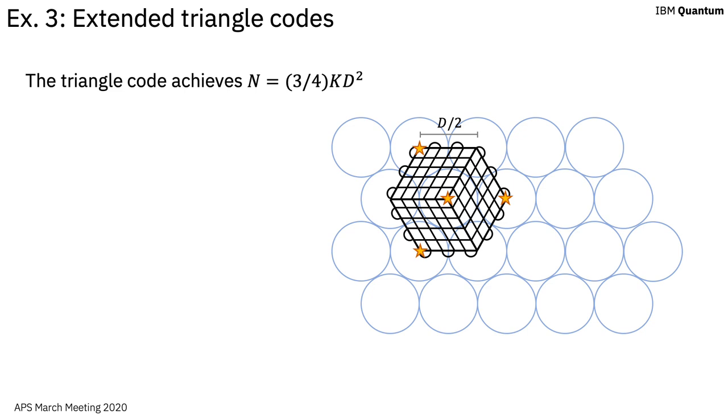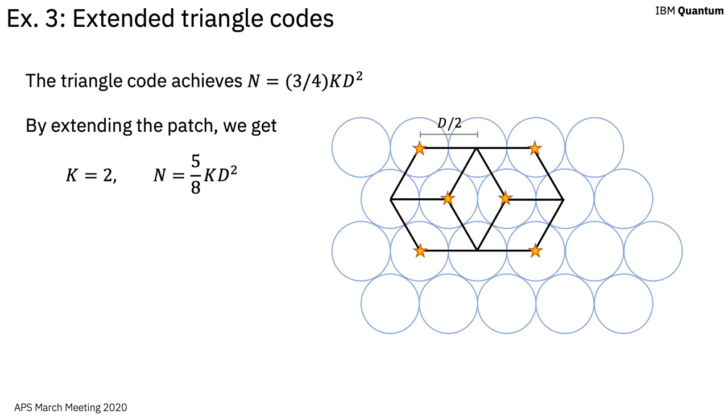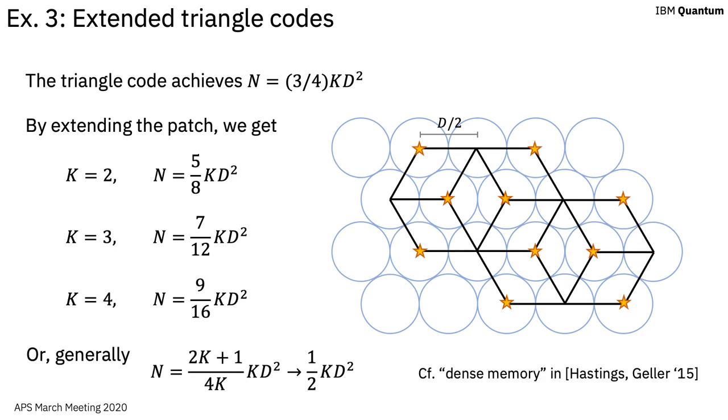So the triangle code, of course, drawn here, achieves 3/4 kd squared, and we'll abstract away the lattice work. The lattice work basically controls the distance. You can choose whatever distance you want by choosing a finer and finer lattice. But here's the abstract triangle code. If we extend the patch a bit and add two more odd degree vertices represented by the stars, then we also add two more of these d over 2 by d over 2 square faces. But in total, we get a smaller constant. So we get n equals 5/8 kd squared. And likewise, we can just keep extending this code patch and get closer and closer to 1/2 kd squared.